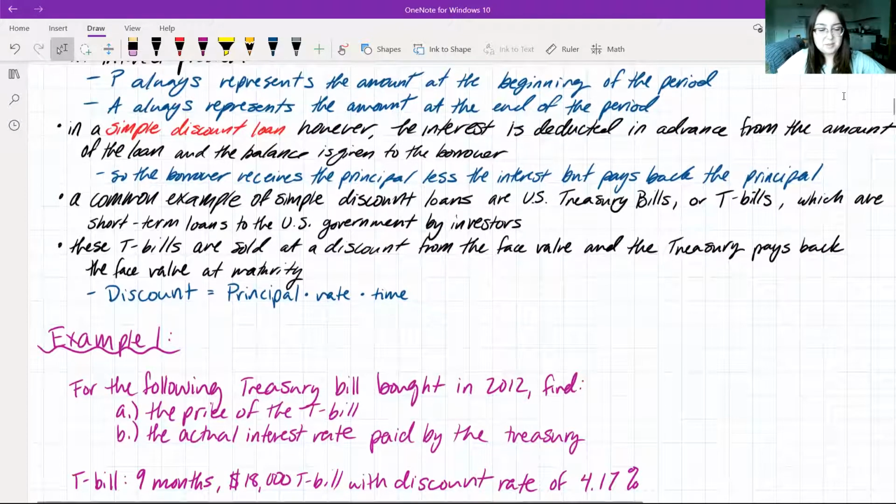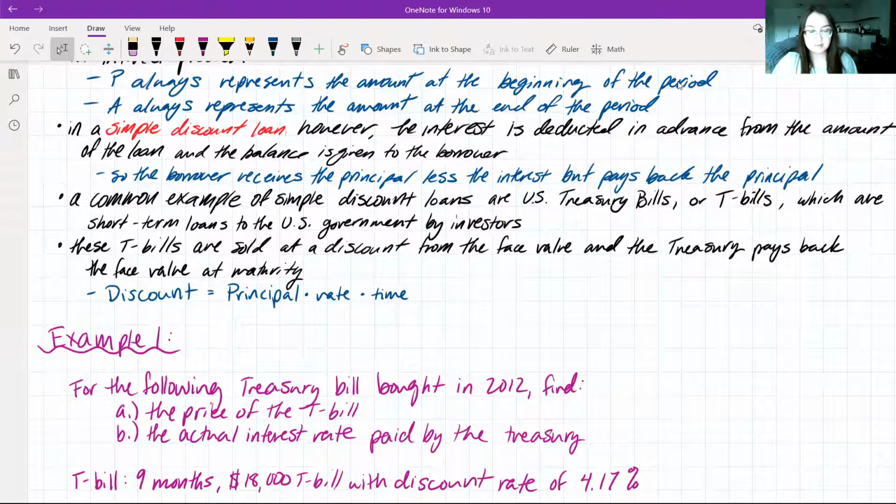In a simple discount loan, we see here in a simple discount loan, the interest is deducted in advance from the amount of the loan, and the balance is then given to the borrower. So essentially what's happening is that the borrower is going to receive the principal without the interest, but they're just going to pay back the principal.